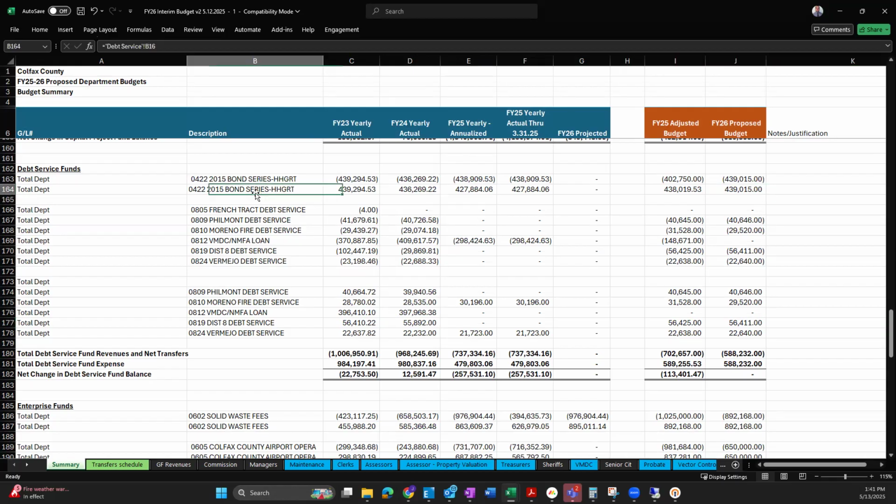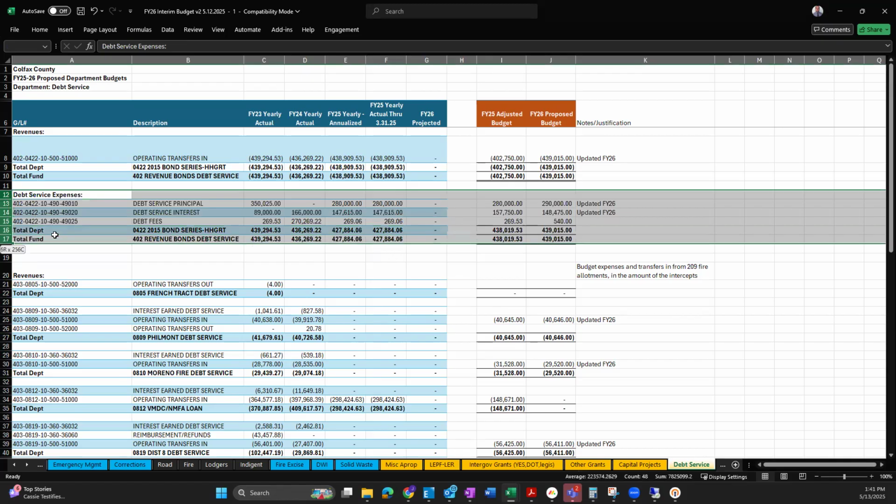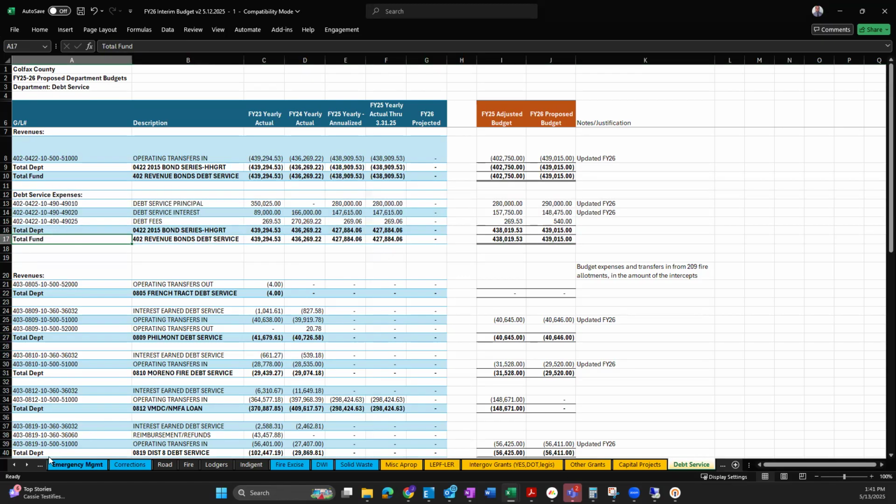General, so there's the HHGRT. Is that a new issuance, Commissioner? No, it's been for a while. We pay it in February and in August of each year. I'm wondering if that might be this one. Paid out of the 2015 bond. Yeah, so that is on here. It's the only one that, I think, is not one of the fire loans.